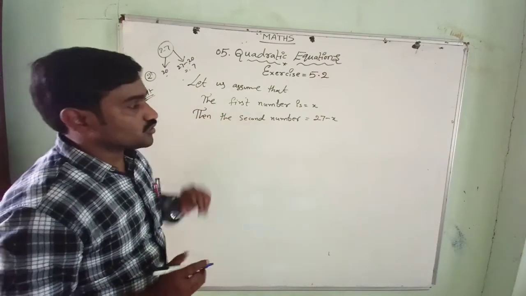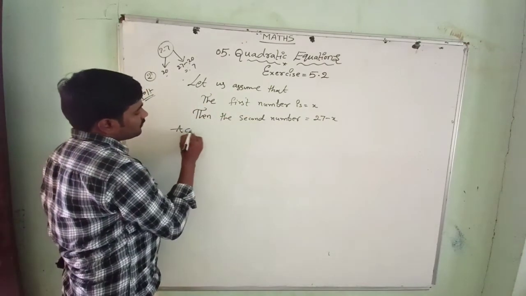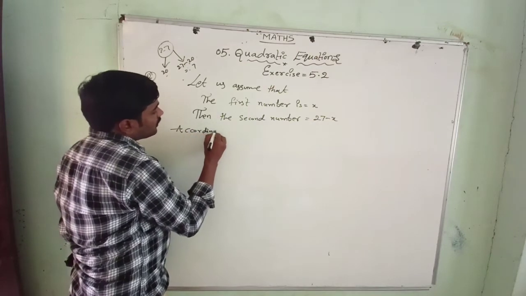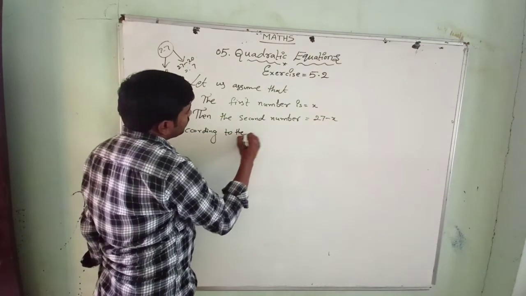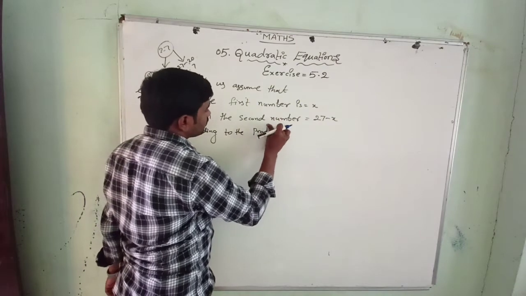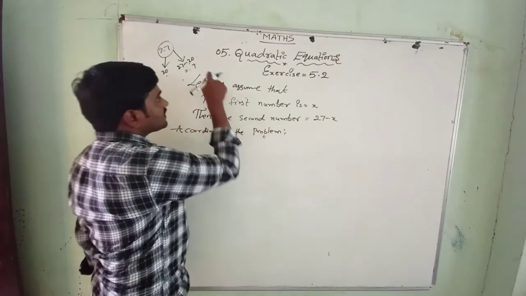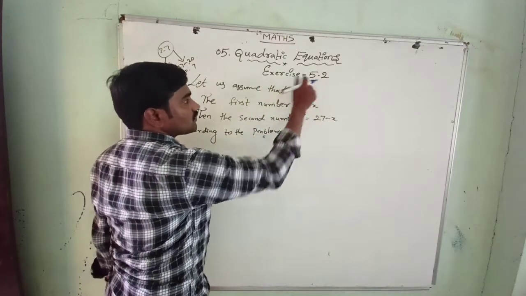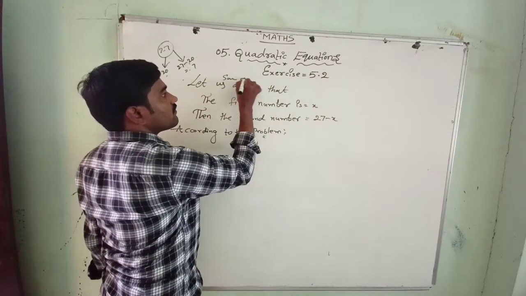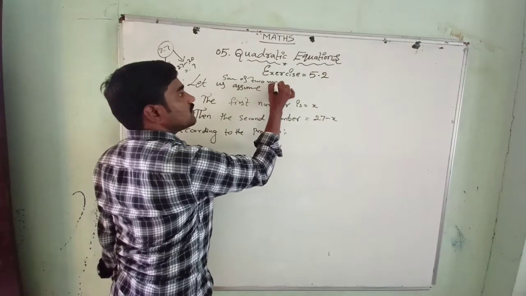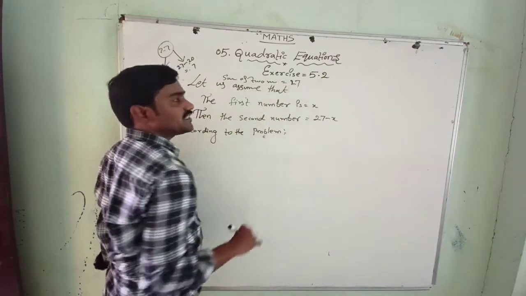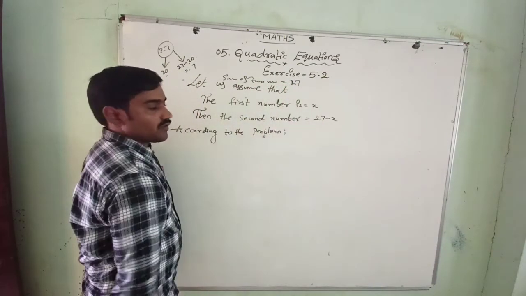The product of these two numbers. Now according to the problem, you mention what here: sum of the two numbers is equal to 27. Sum of two numbers equal to 27. You mention it. That's better. Now you can cover all the terms.